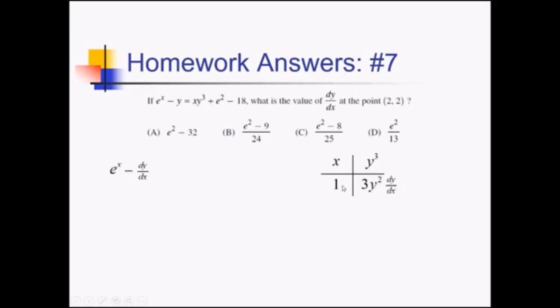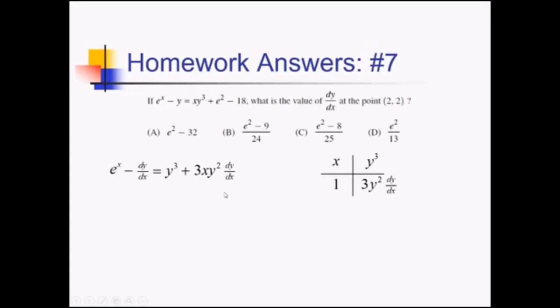So multiplying that out, this is going to equal y cubed, 1 times y cubed, plus 3xy squared dy over dx. And then we have the derivative of e squared. e squared is actually a constant, so that derivative is 0. So is the derivative of 18. So although this equation looks kind of crazy, we differentiated away a lot of stuff.